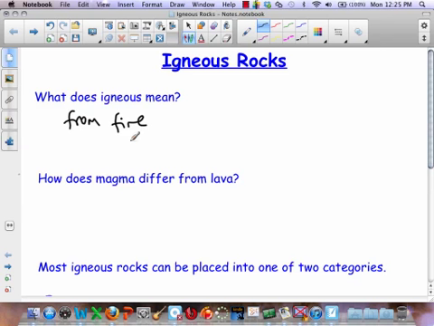What's the difference between magma and lava? Okay, lava is above ground, magma is below ground. That's perfect. So your lava is when it comes out onto the ground, and the magma is below the ground. That's the only difference between them. Lava is once it reaches the surface, magma is underneath the surface.